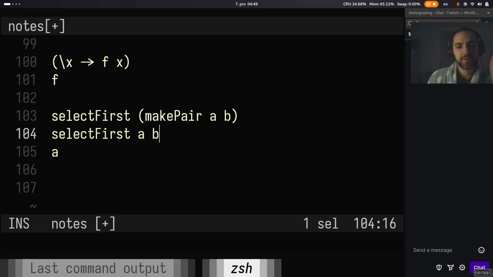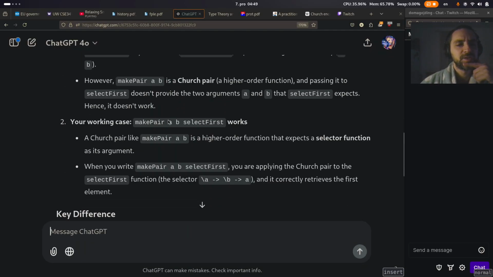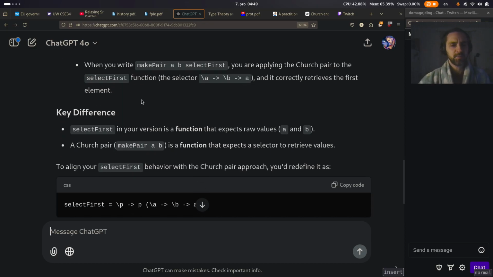The make pair calls a function, it's really subtle. A church pair like make pair AB is a higher order function that expects a selector function as its argument. When you write make pair AB select first, you're applying the church pair to the select first function, and it correctly retrieves the first element. I think we have to practice.